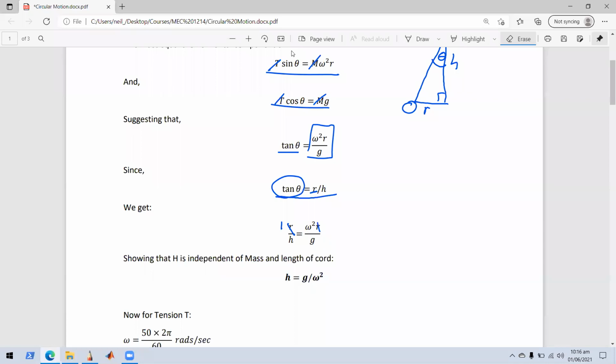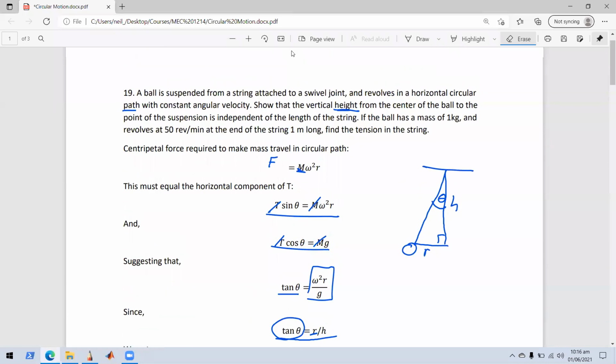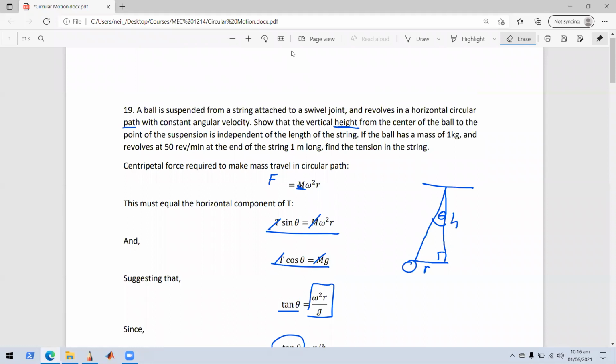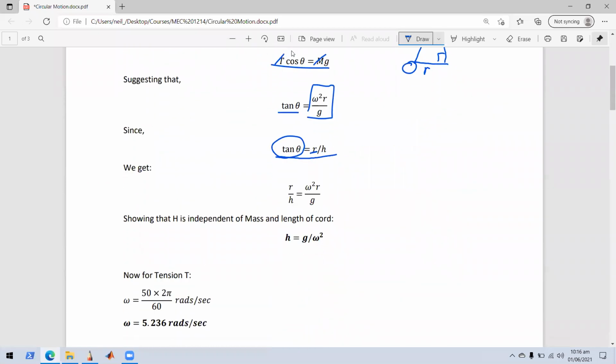Okay, so that should prove the first part of the question. Show that the vertical height from the center of the ball to the point of suspension is independent of the length of the string. If the ball has a mass of 1 kg and revolves at 50 revolutions per minute at the end of the string 1 meter long, find the tension in the string.